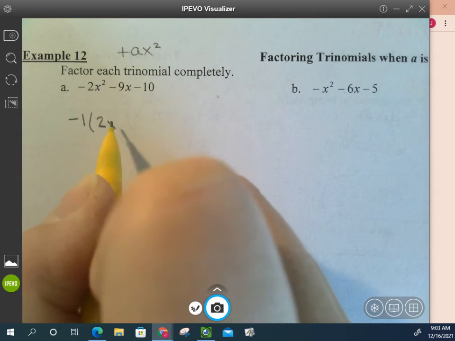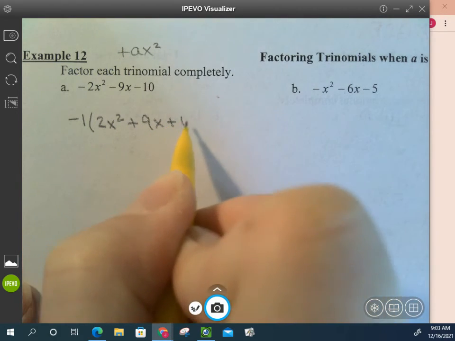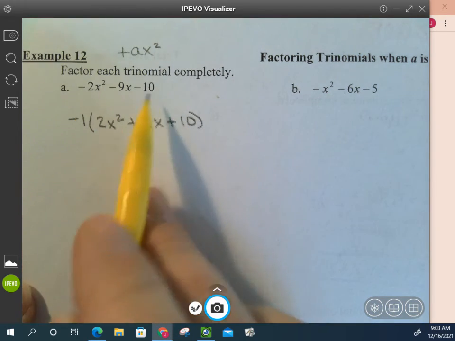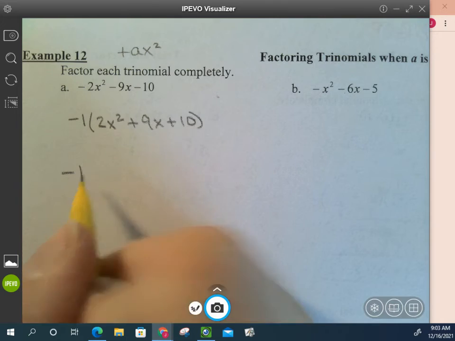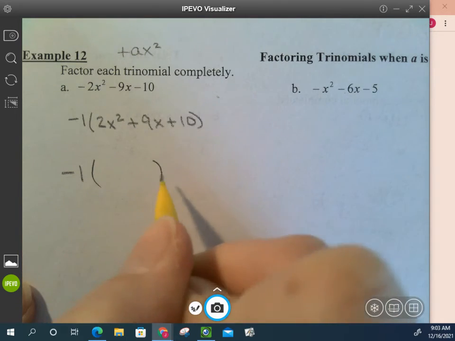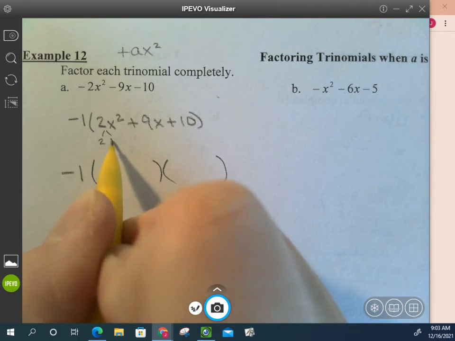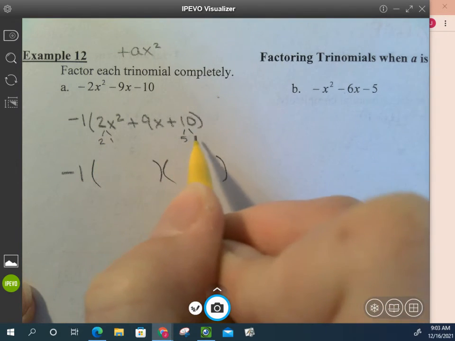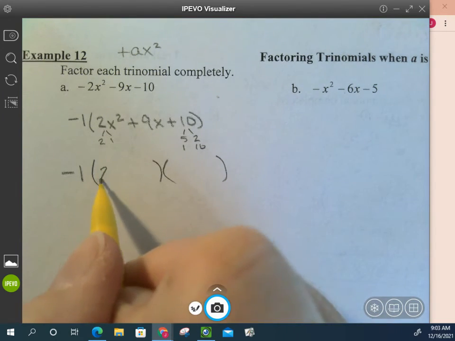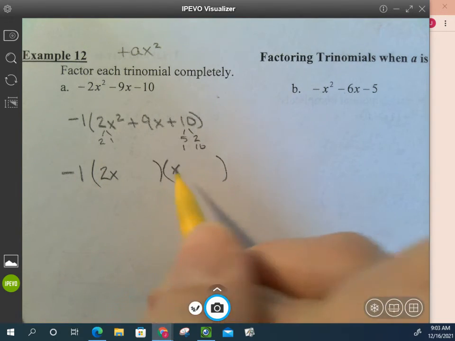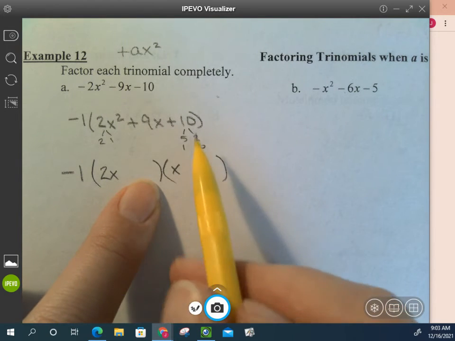That leaves me a positive 2x squared, a positive 9x, and a positive 10. So whenever you divide out that negative, all the signs change. That negative 1 has to come along for the ride, though. Don't lose it, okay? Now, what are my options? 2 and 1. My options are 5 and 2, 1 and 10. And by taking out that negative, I'm not worried about the signs on the front. I always leave the signs on the last term.